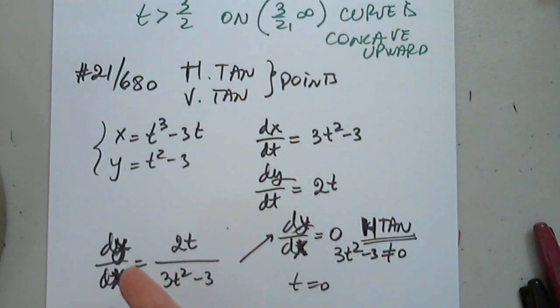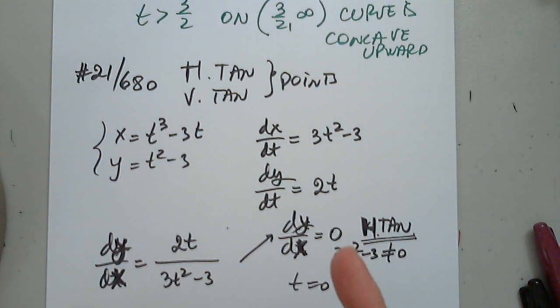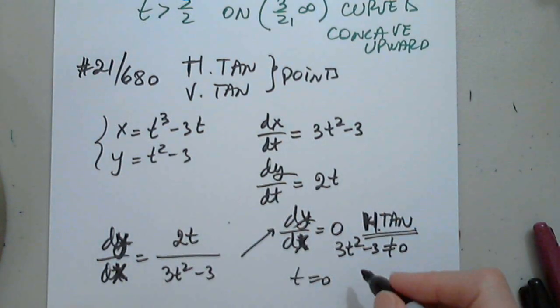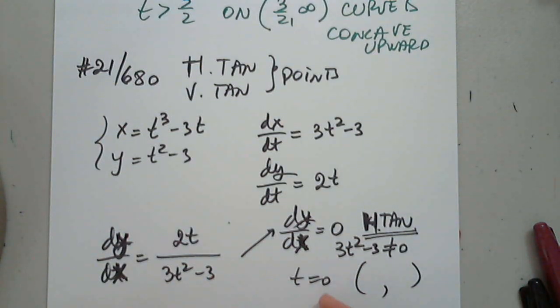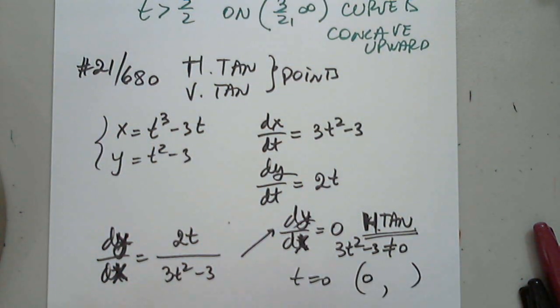So when the derivative is 0, the parametric curve has a horizontal tangent. So yes, it's 0 when 2t is 0 or t is 0. Make sure that the denominator is not 0, and it's not. For a horizontal tangent, I can find the point because we are asked to find the point. When t is 0, x is 0. When t is 0, y is negative 3.